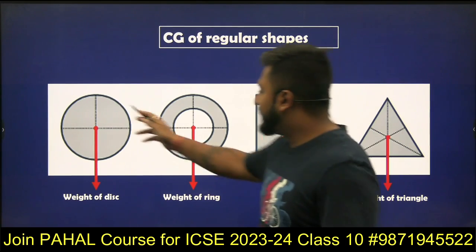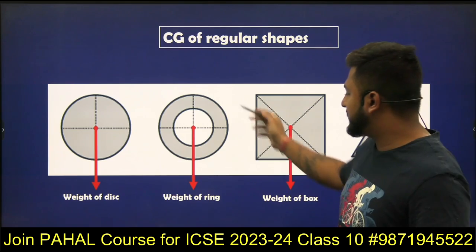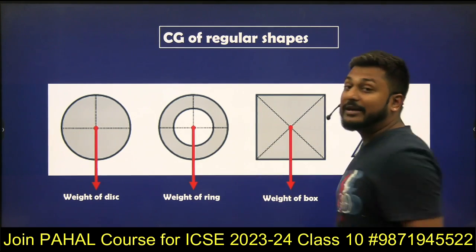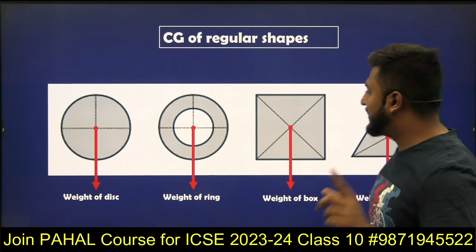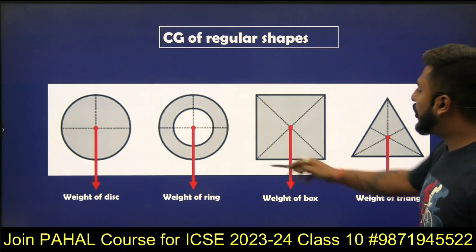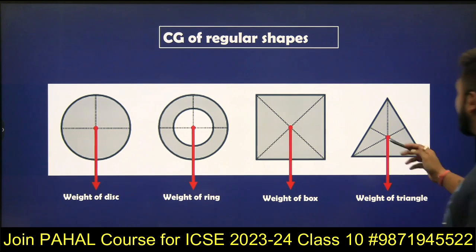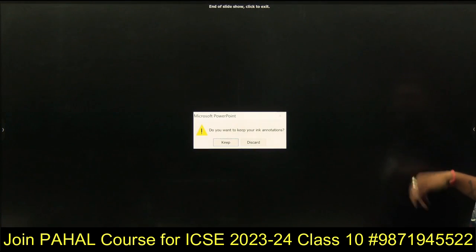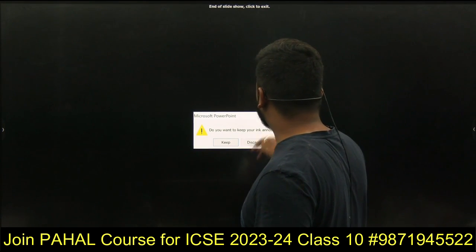Right? So if this is a disk, then the center of gravity will be at the center of the disk. If this is a ring, which is circular, the center of gravity does not lie in the material of the ring, it lies at the center of the ring, right? If this is a box, then where the diagonals intersect, that will be the center of gravity. If this is an equilateral triangle, then the center of gravity will lie at the point where all the medians intersect, right? So this is all about it now.